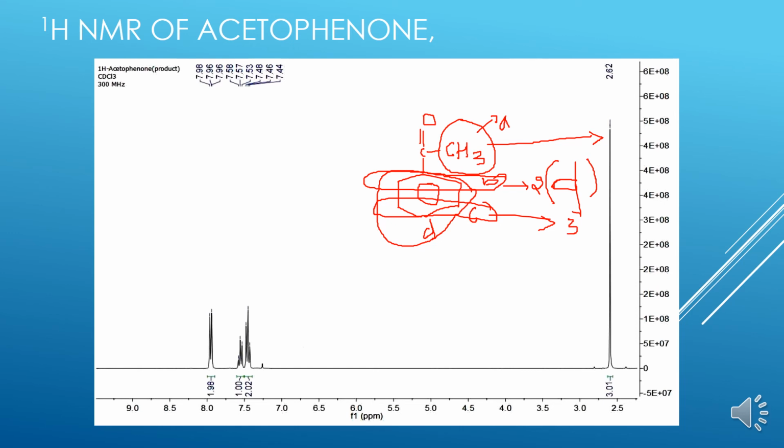As far as this para proton is concerned, here again two neighboring protons are available, so again it is a triplet. So para protons are a triplet, meta protons are a triplet, and ortho protons are a doublet. Okay, so this is about the splitting pattern of aromatic protons.